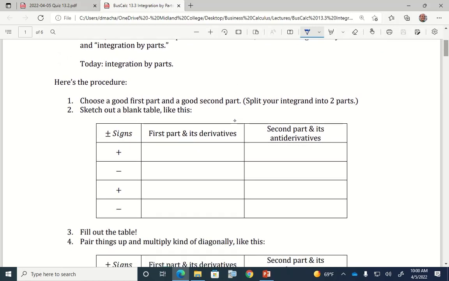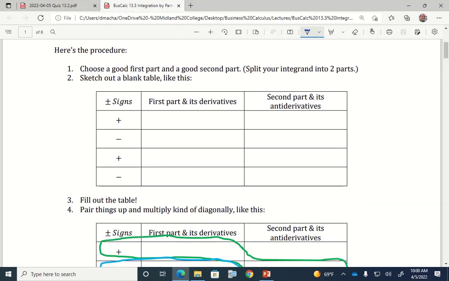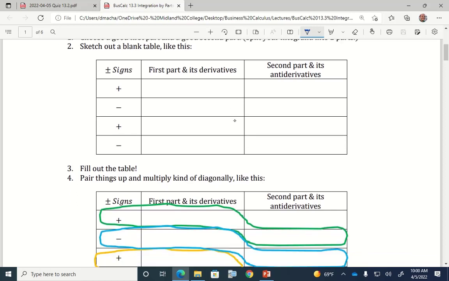But anyways, here's what our procedure is going to look like. You are going to split your integrand. Remember, your integrand is what you're trying to take the antiderivative of. Split it into just two parts. Take one part to be the first part and one part to be the second part. Hence, integration by parts. And then I like to sketch out a little blank table where my first column just has alternating positive and negative signs. So I have a positive and then a negative and then a positive and then a negative and so on, as many as you need.